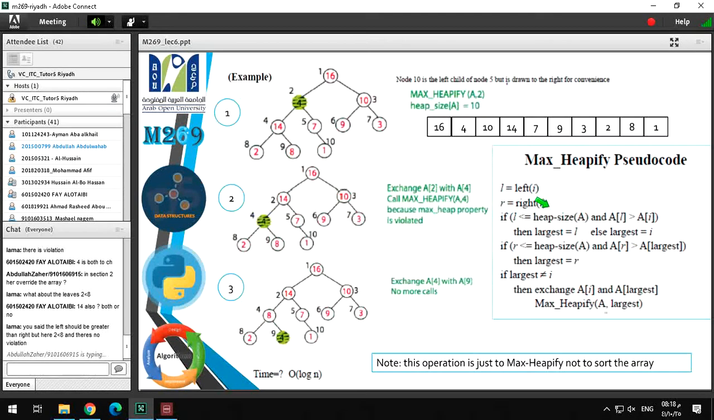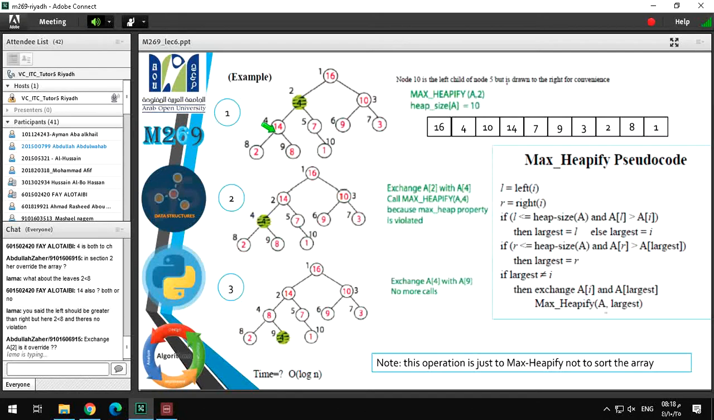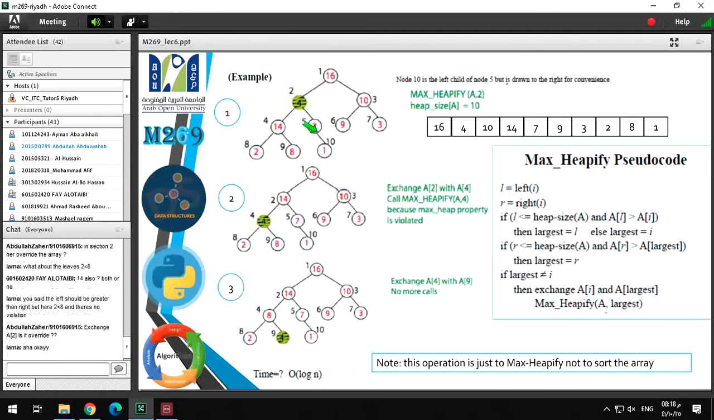This is how we are going to see how it works. No, I said in some trees, in other trees, Lama, not this tree. In other trees, the right side is bigger than the left side, not this type of tree.